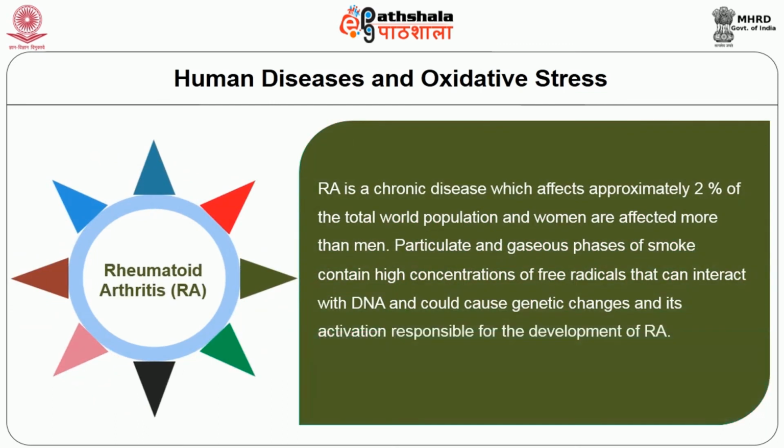Another disease which is related with the free radical problem is rheumatoid arthritis. Rheumatoid arthritis is a chronic disease which affects approximately 2% of the total world population, and women are affected more than men. Particulate and gaseous phases of smoke contain high concentrations of free radicals that can interact with the DNA and could cause genetic changes, and its activation is responsible for the development of rheumatoid arthritis.